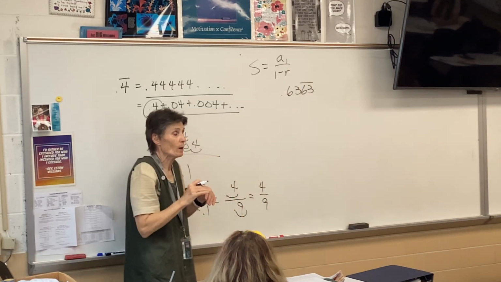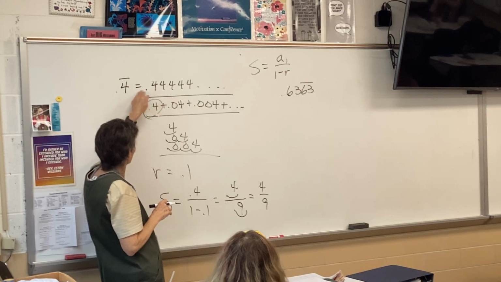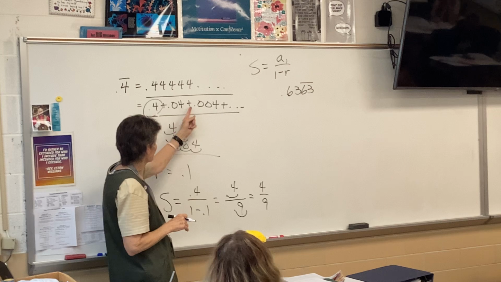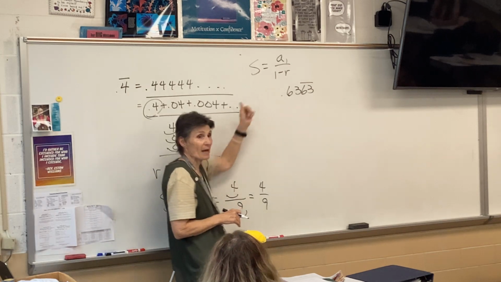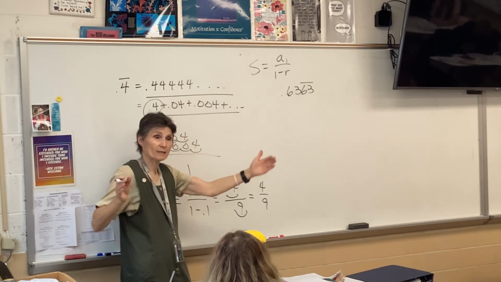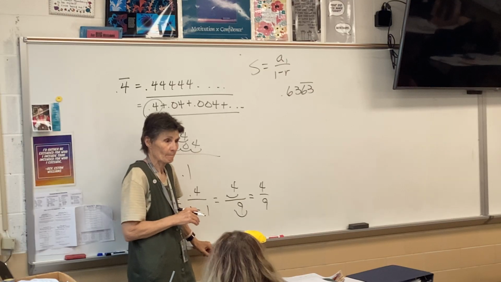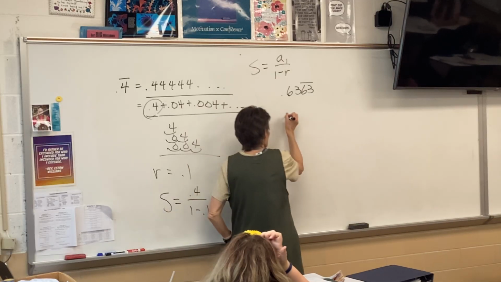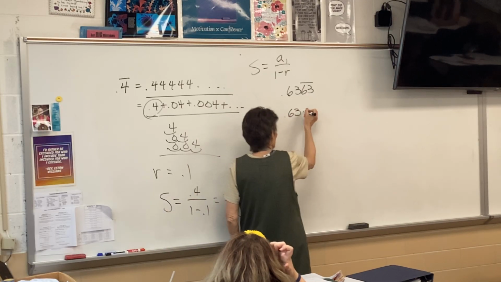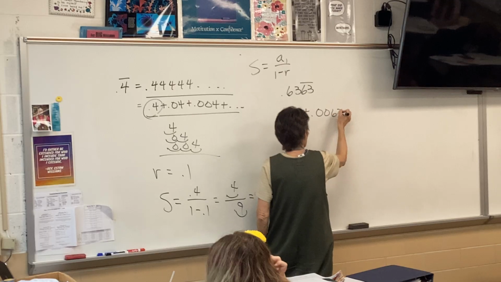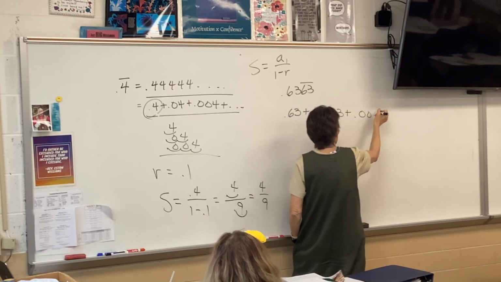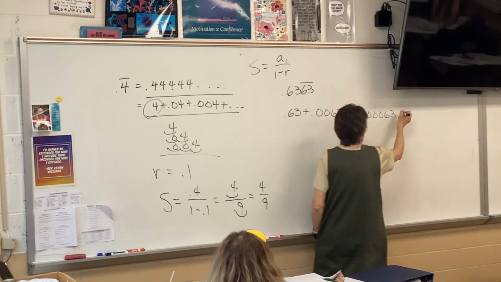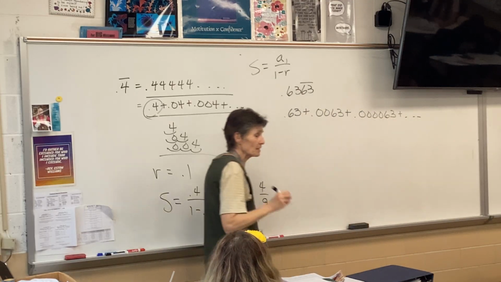What sequence is this? This decimal, I wrote out as a sum, adding, because that's what my formula means. I'm adding. What would that be if I wrote it out? All right, think about this. 0.63 plus 0.0063 plus 0.000063 and so on.